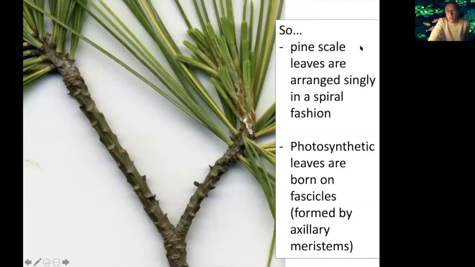So let me move my little box. So pine scale leaves are arranged spirally. So see that? We can see that these are arranged spirally up this stem. And then the photosynthetic leaves that are born on the short shoots are born in fascicles. So it's interesting that the leaves on the long shoots, they have a different phyllotaxic pattern, and they also have a different identity. And then when we switch to the developmental program of the short shoot, the fascicle, the determinate branch, we can see that leaves are long, thin, photosynthetic, well-developed, and determinate.